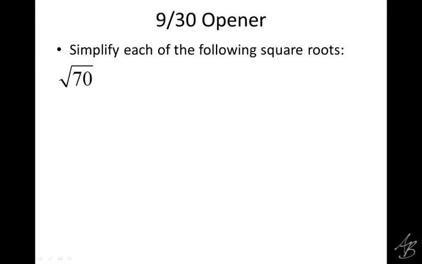So let's start with the square root of 70. How does 70 factor? 10 times 7. Okay, and then 7 is prime, so I'll circle that. 10 keeps going, that's composite. 2 times 5. Alright, so next thing we do is we rewrite it.